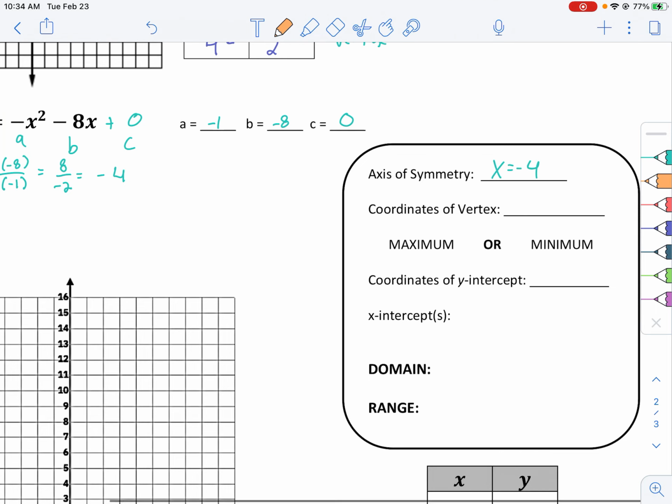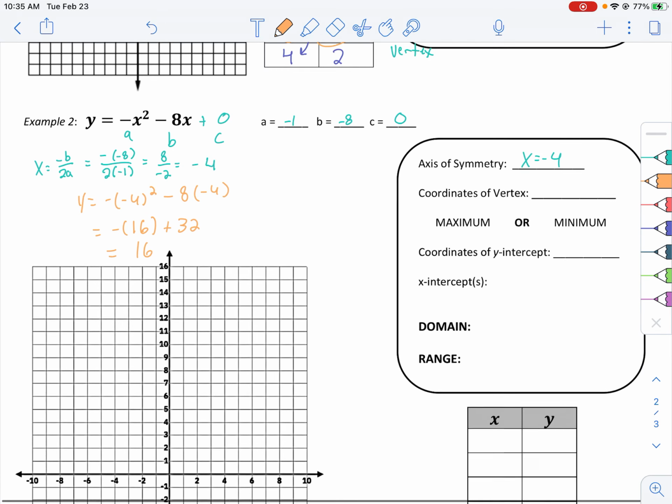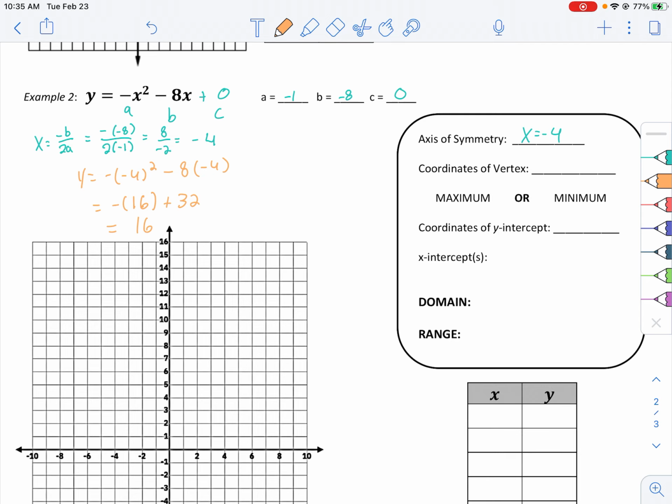Then we find the coordinate of the vertex by plugging in negative 4. So y is equal to negative 4 squared minus 8 times negative 4. So that gives us negative multiplied by 16, because negative 4 squared is 16. Negative 8 times negative 4 is positive 32. Positive 32 minus 16 gives us positive 16. So then our coordinate of the vertex is going to be negative 4, comma 16, because that was the y value we got out when we plugged in negative 4.